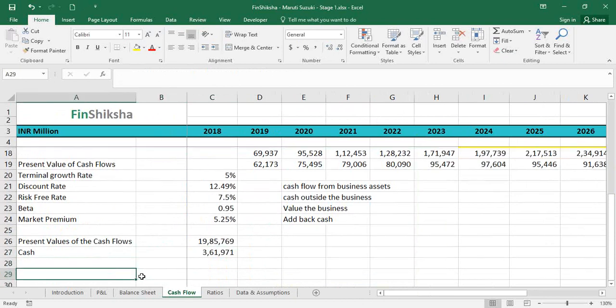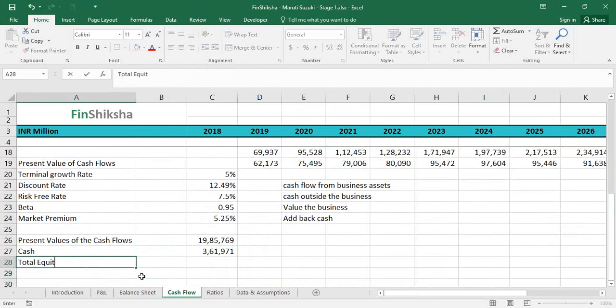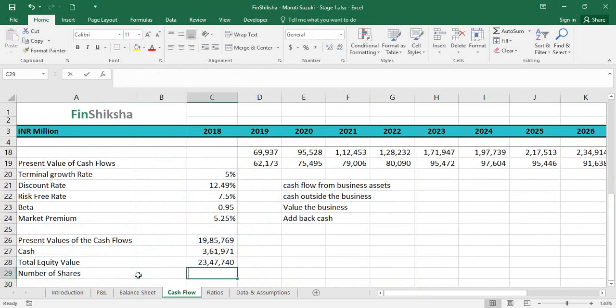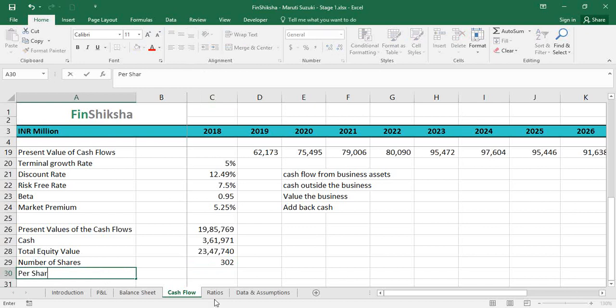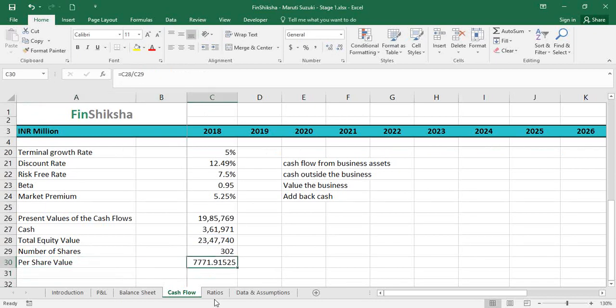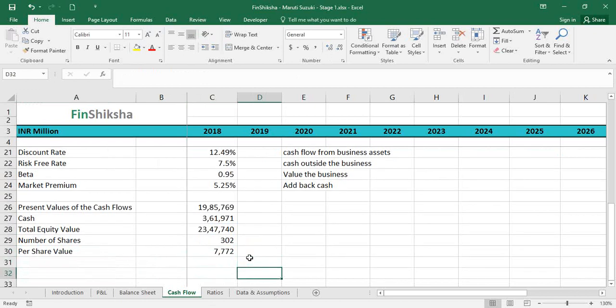And that will give you a certain total equity value for the company. I can add these two. Do we know the number of shares? That's 30.2 crore or 302.08 million, right? That was the number of shares we saw on the file. So can I find a per share value? I can find the per share value by dividing A by B. I find that the stock should be valued at about 7,772 rupees.